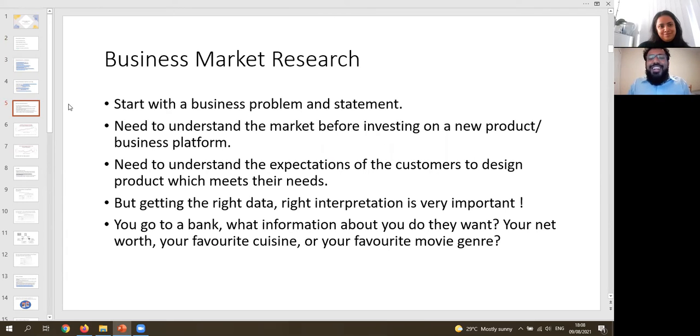Of course, because when you're going to the bank, they want to know about your net worth. Someone who has a higher net worth could be a potential customer to whom they can market their mortgage, their insurance, and other banking products. Things like favorite cuisine, yeah, it's useful information. It helps you understand the customer, but really it does not suit the needs of the bank.